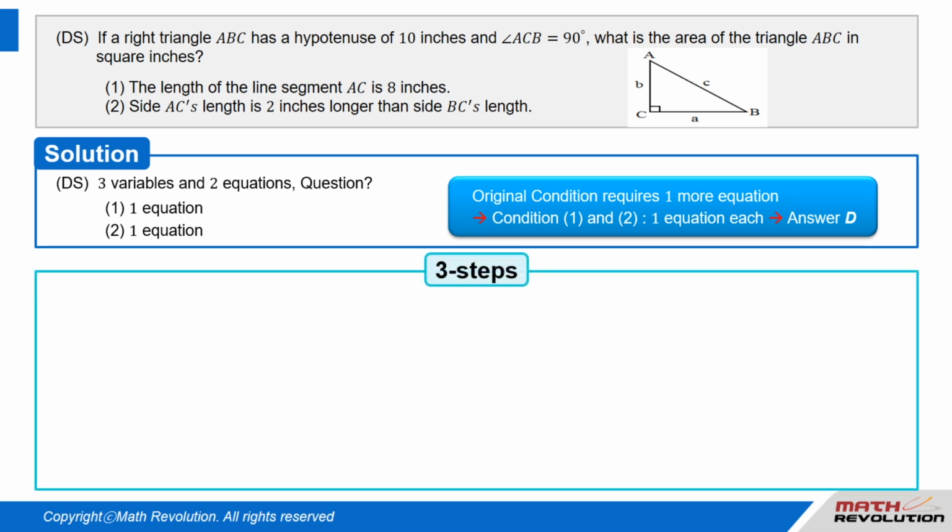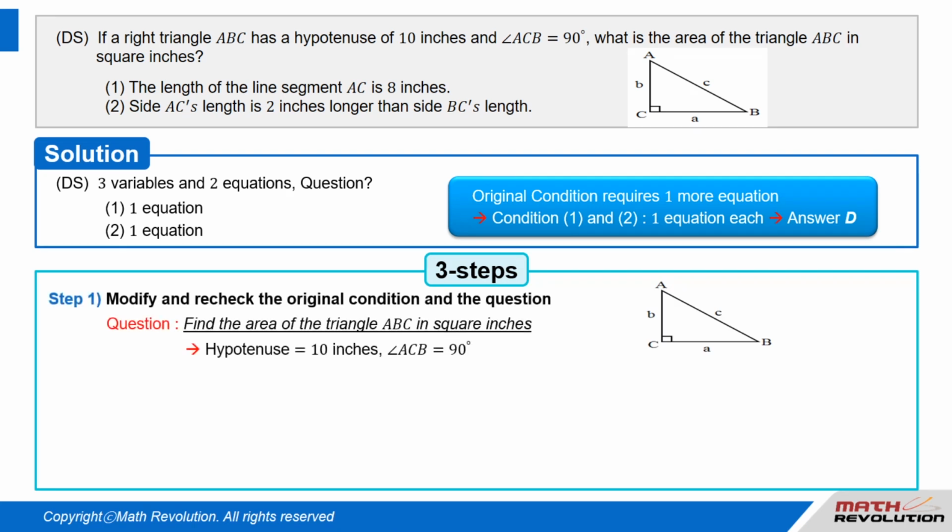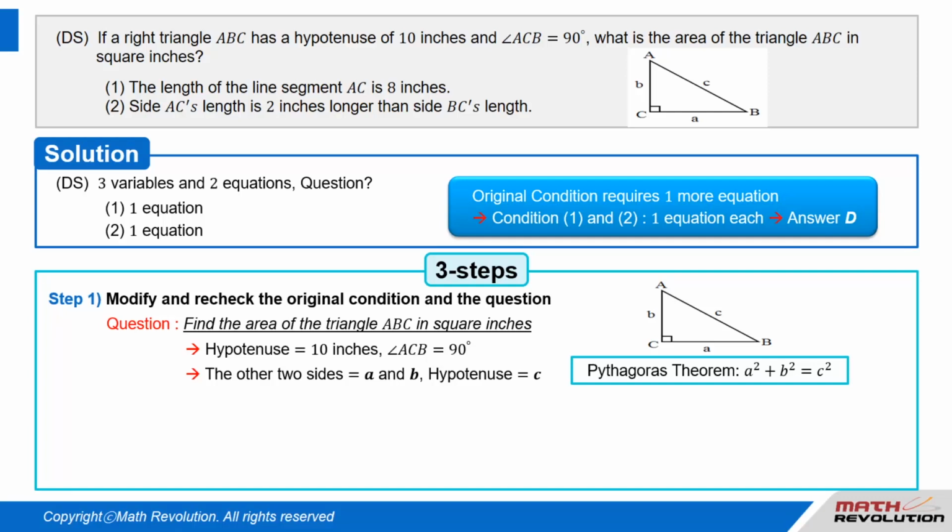Let's apply the 3 steps suggested previously. Follow the first step of the variable approach by modifying and rechecking the original condition and the question. We have to find the area of the triangle ABC in square inches if a right triangle ABC has a hypotenuse of 10 inches and angle ACB equals 90 degrees. Let the other 2 sides be a and b, and the hypotenuse be c. Because it is a right-angled triangle, we can use the Pythagorean theorem, which is a squared plus b squared equals c squared.